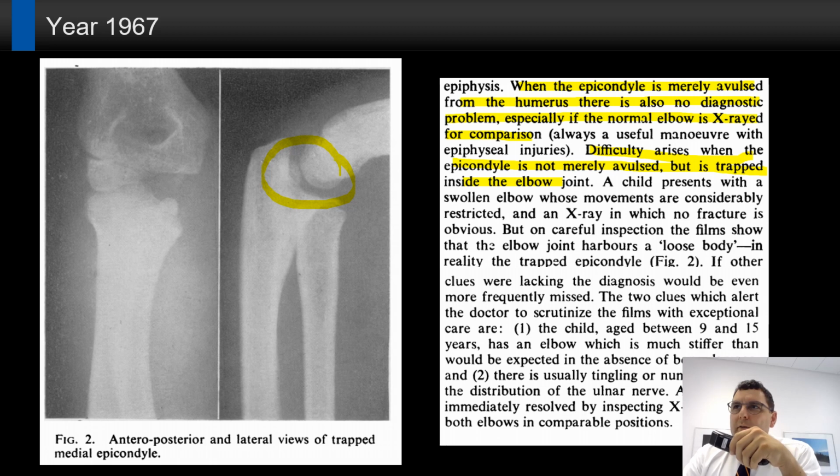A child presents with a swollen elbow whose movements are considerably restricted, in an X-ray in which no fracture is obvious. But on careful inspection, the film shows that the elbow joint harbors a loose body, in reality the trapped epicondyle. I think that is quite a striking image, and once you have seen it, you will never miss it again in the future.